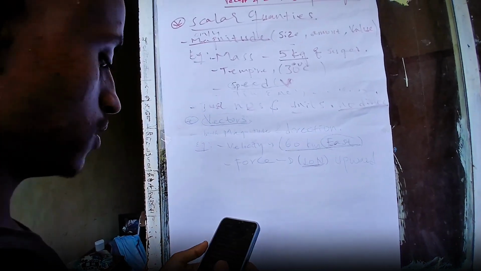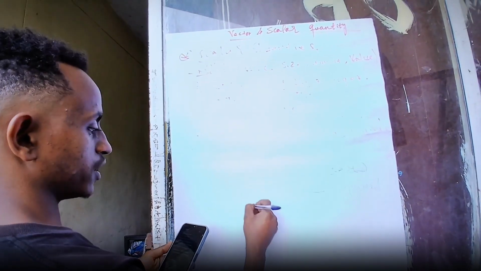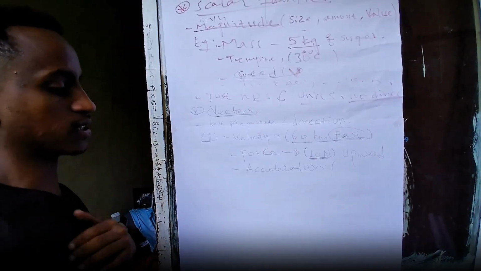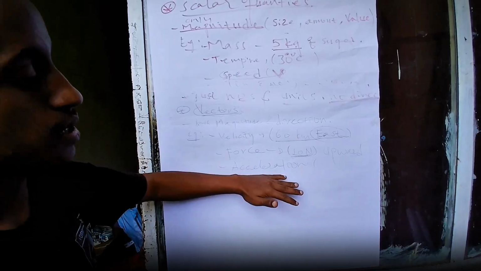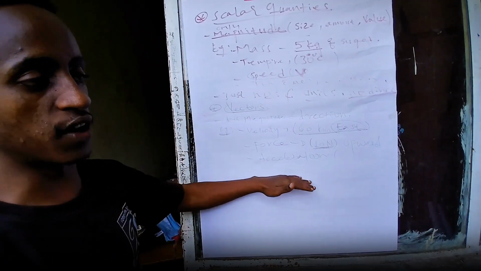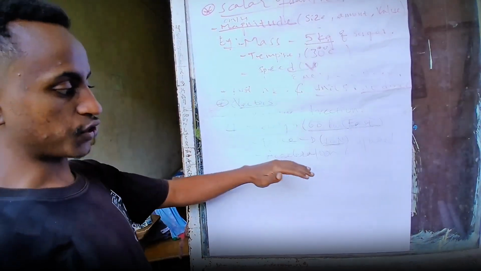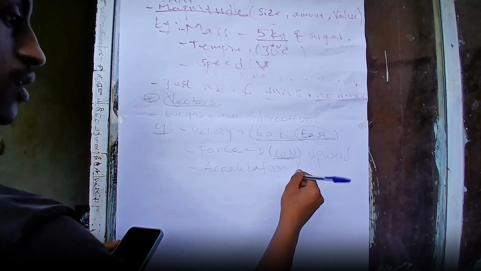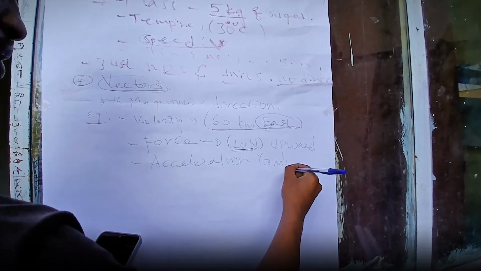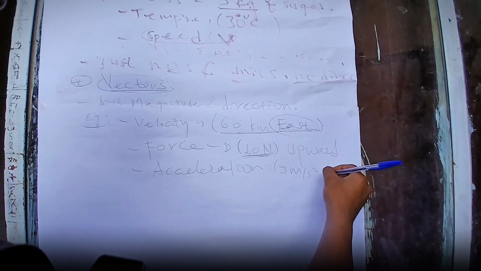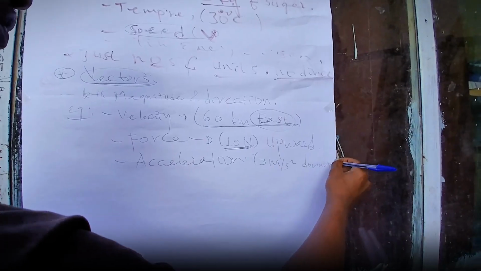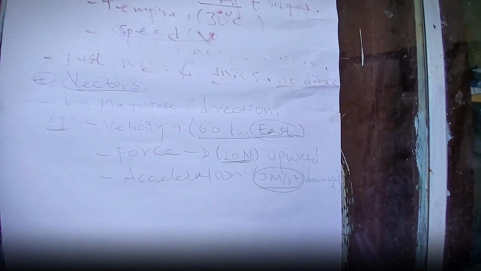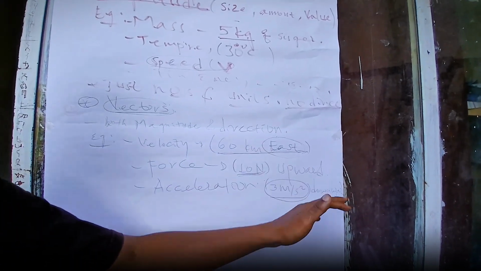So let's see another example, acceleration. Let's see what acceleration means. Acceleration is the rate of change of velocity. Example: 3 meters per second squared downward. What does this mean?